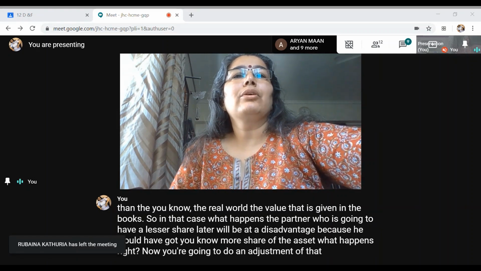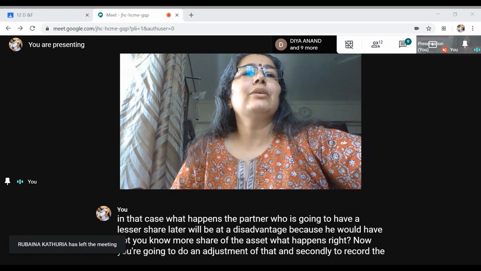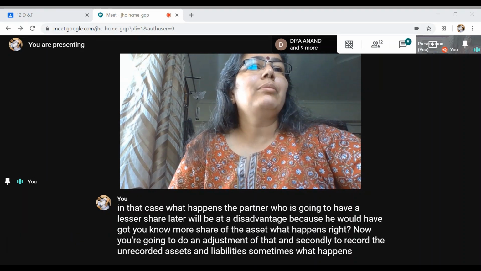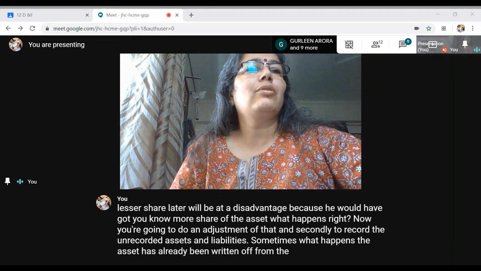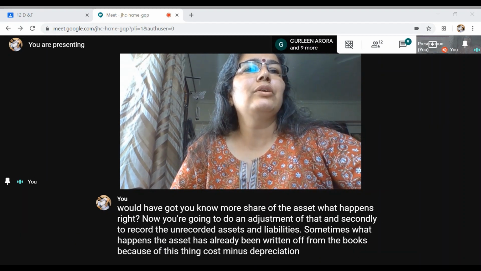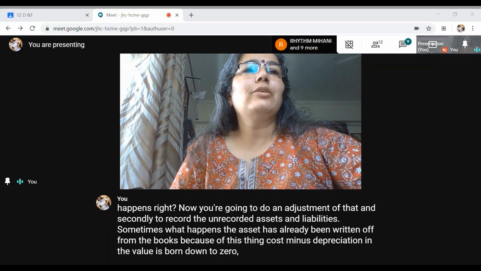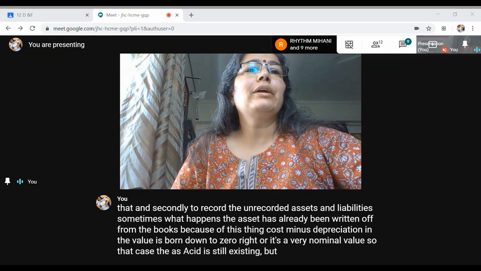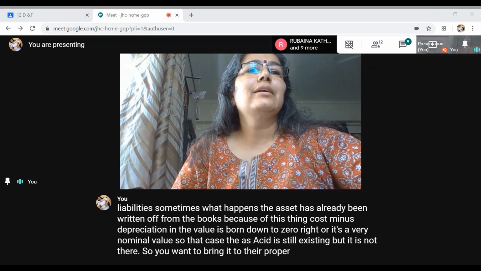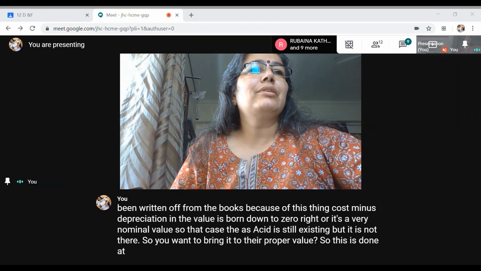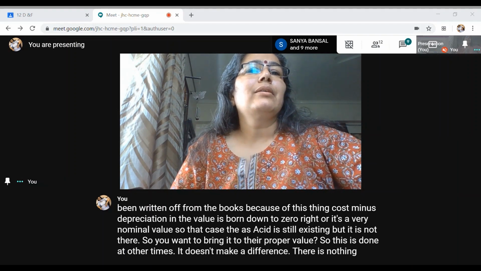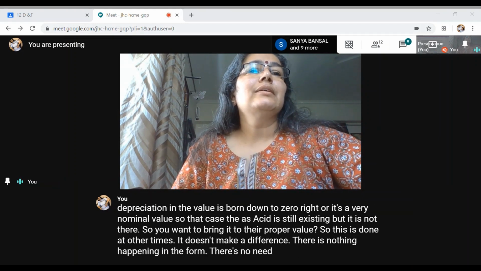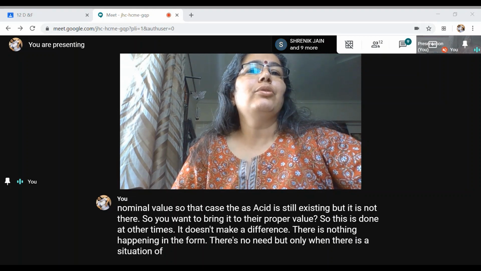And secondly, to record the unrecorded assets and liabilities. Sometimes the asset has already been written off from the books. Because of cost minus depreciation, the value has gone down to zero, or it's a very nominal value. So in that case, the asset is still existing, but it is not shown. So you want to bring it to its proper value. At other times, it doesn't make a difference. When there's nothing happening in the firm, there's no need. But only when there's a situation of reconstitution, you need to do it.